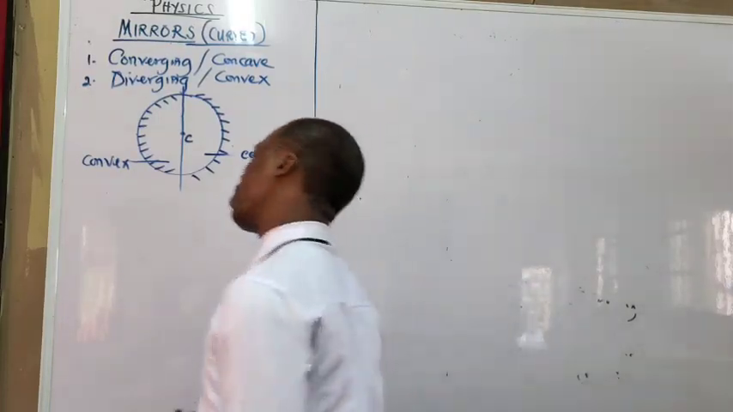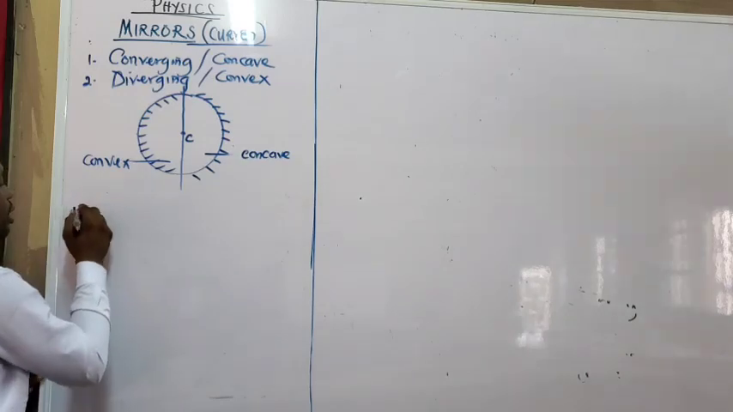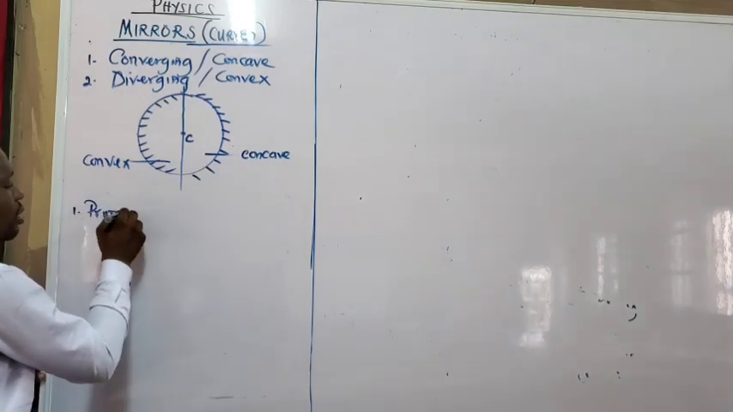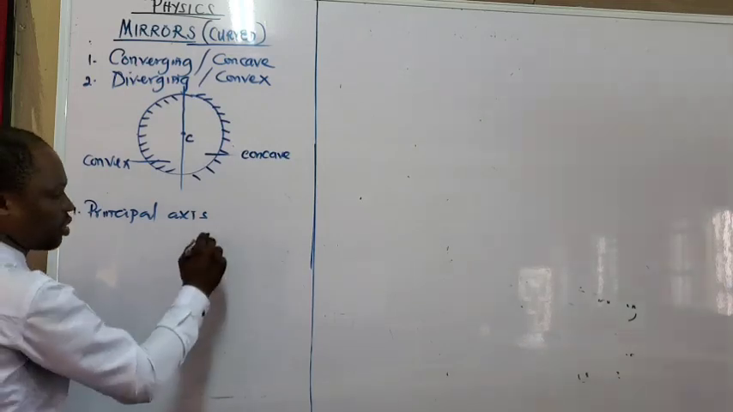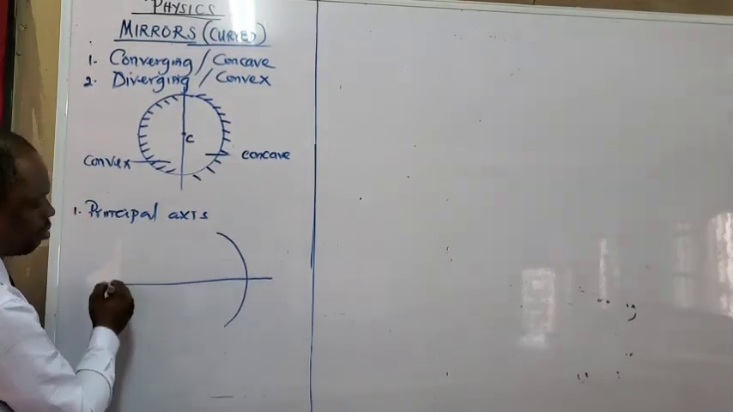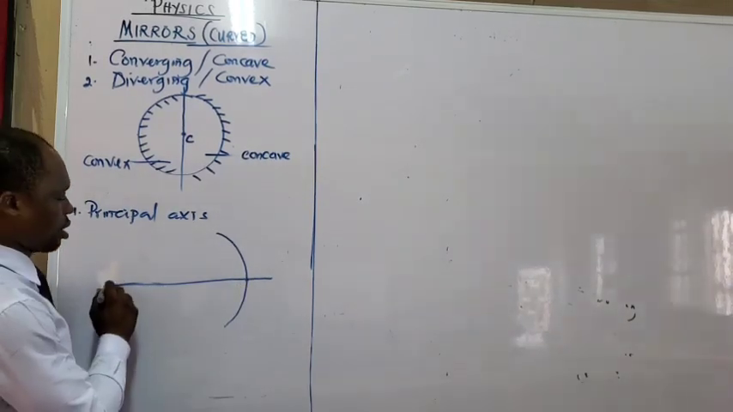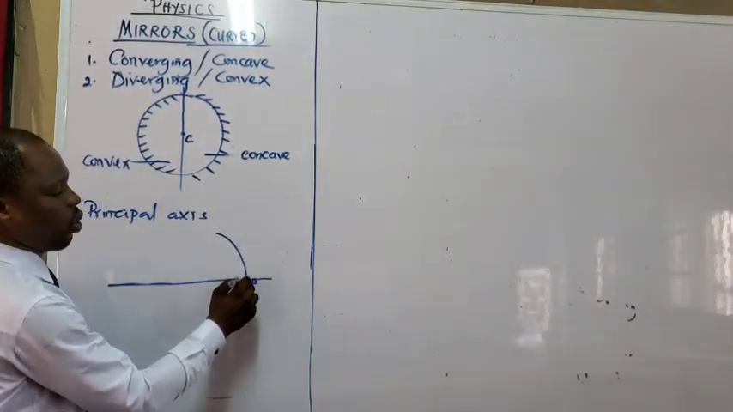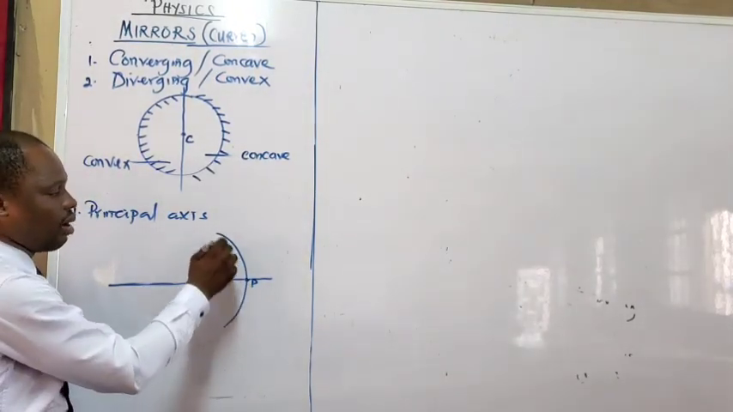Okay, let's quickly talk about the terminologies for mirrors. The number one is principal axis. I'm going to use a diagram to show you the principal axis. This is the principal axis. This is the pole of the mirror. That's the center of this mirror.